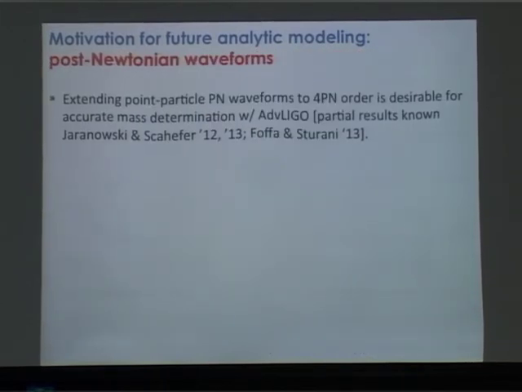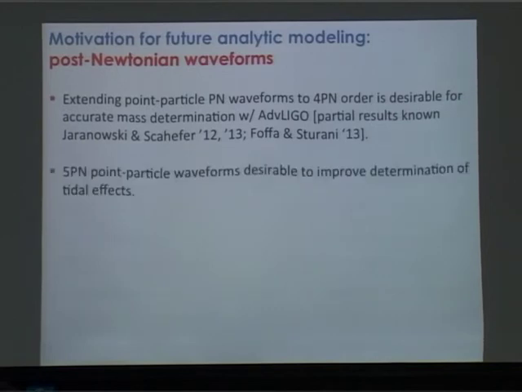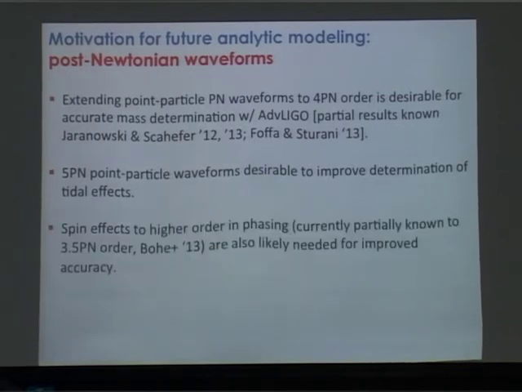Okay, so what is left to be done in these various analytic schemes? I think going to 4PN order in the post-Newtonian waveforms would be very useful for getting very accurate mass determinations with LIGO for, say, binary neutron stars. There's been some partial work on computing 4PN, but really only the conservative pieces. It would be good to know even to 5PN to get a better handle on the tidal effects as well.